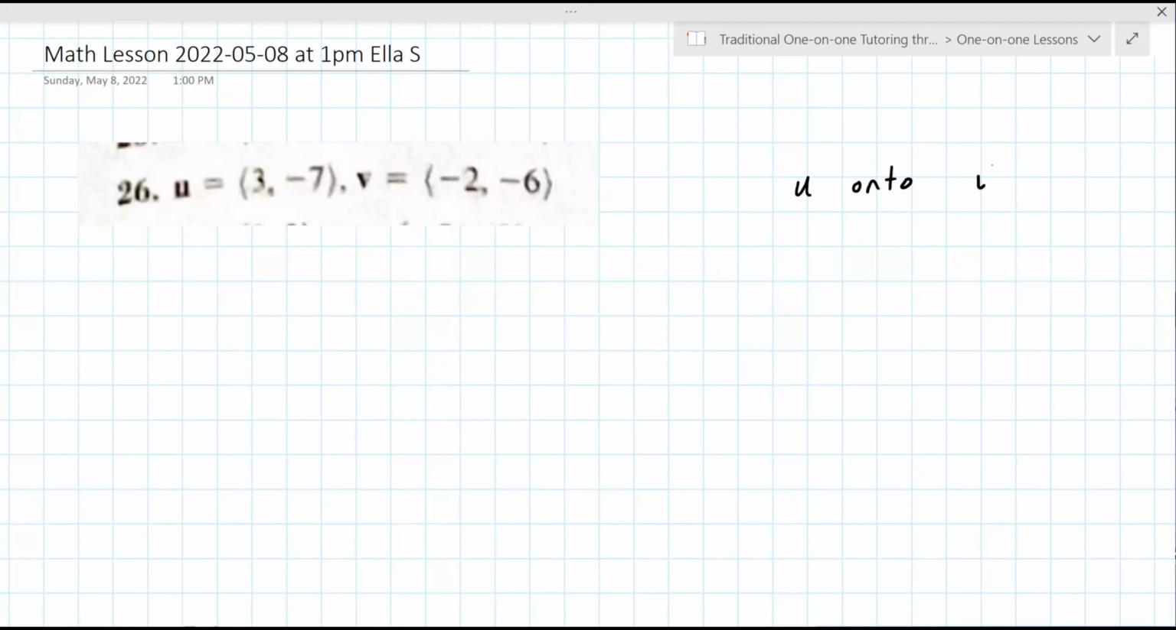onto V. And there is a formula for this, which I don't have, so I'm gonna go look for it. I believe part of it does start with the dot product. Let me see if I can find this. I don't know if you have it handy or not.